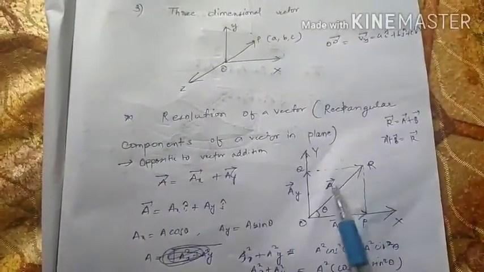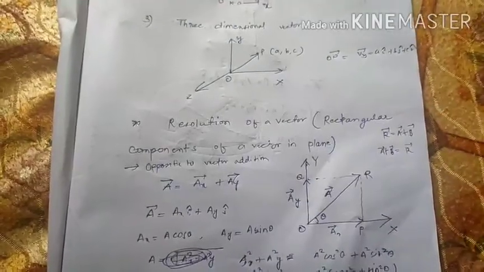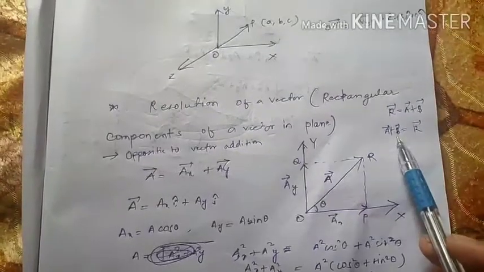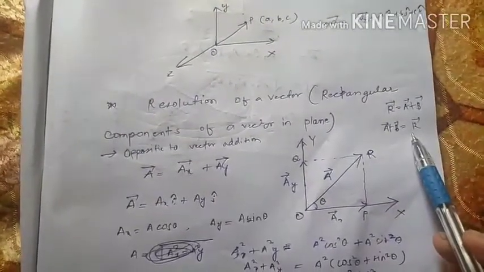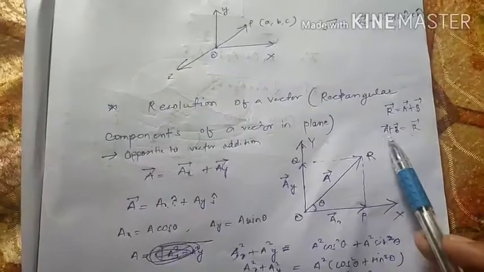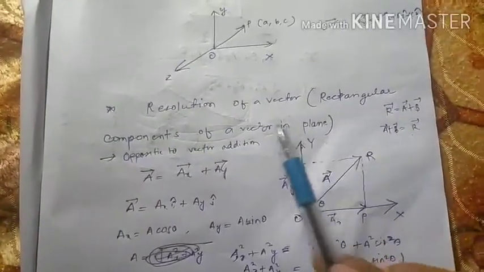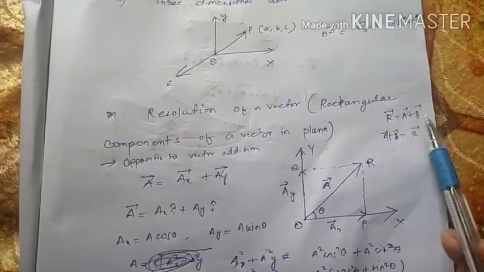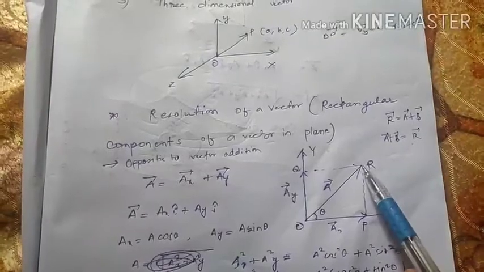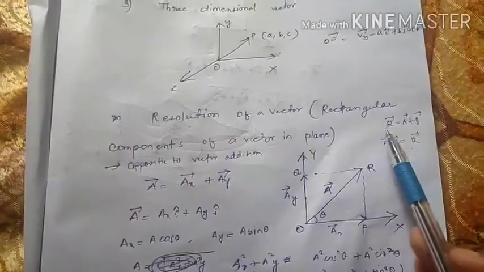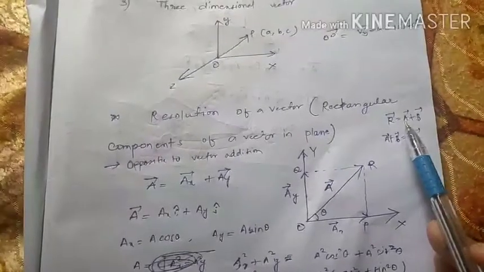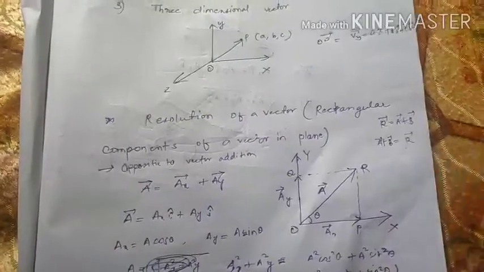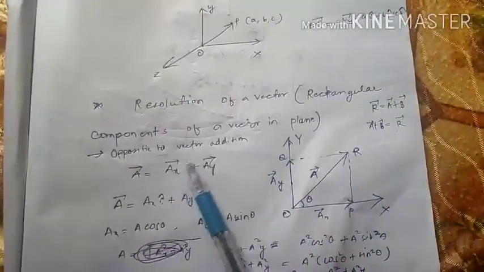Resolution of a vector is opposite to vector addition. In vector addition, we add two vectors a and b and we get the resultant. But when we find the resolution of a vector, from the resultant we find the two components of it. This is a resultant and we resolve it into two components. We write this vector r as the sum of two vectors. So resolution of a vector is opposite to vector addition.